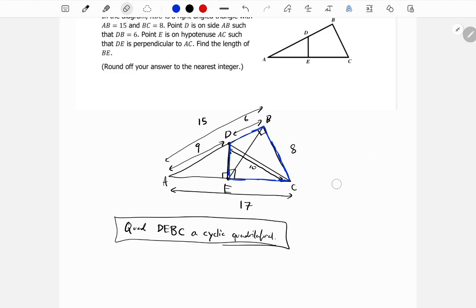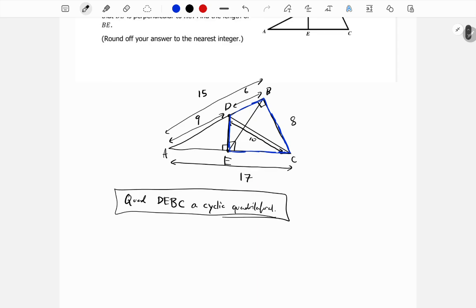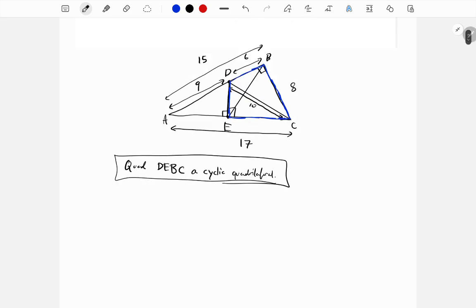Okay, so why is this so helpful? Why is realizing that this quadrilateral is a cyclic quadrilateral so helpful? Because we can now use a theorem called Ptolemy's theorem. So what is this theorem? The theorem states that for a cyclic quadrilateral, the product of its diagonals must equal the sum of the products of the pairs of opposite sides. So that might sound a little confusing.